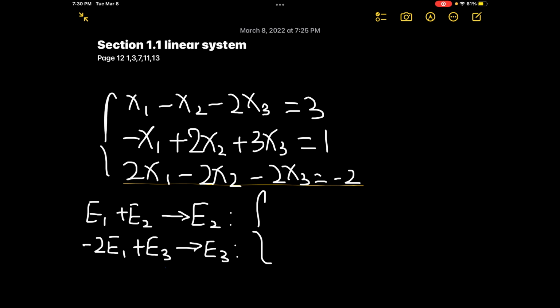Hello everyone, this is how I do the section 1.1 homework on linear systems. This is on page 12, questions 1, 3, 7, 11, and 13.